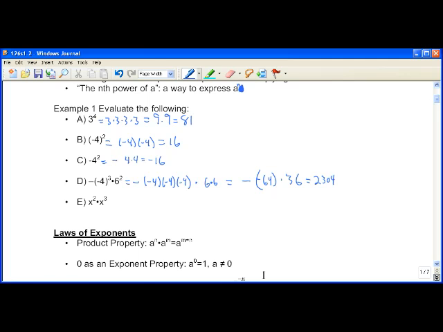And for e, we have x squared times x cubed. That's going to be x to the... well, I should probably not leap ahead, although you should all know this by now. X squared is x times x. X cubed is x times x times x, which is x to the 5th power. Okay.